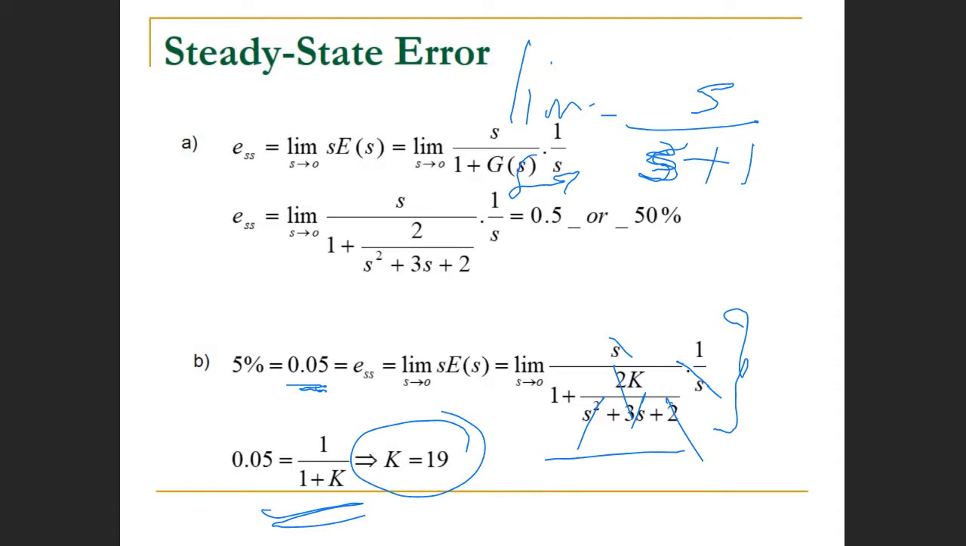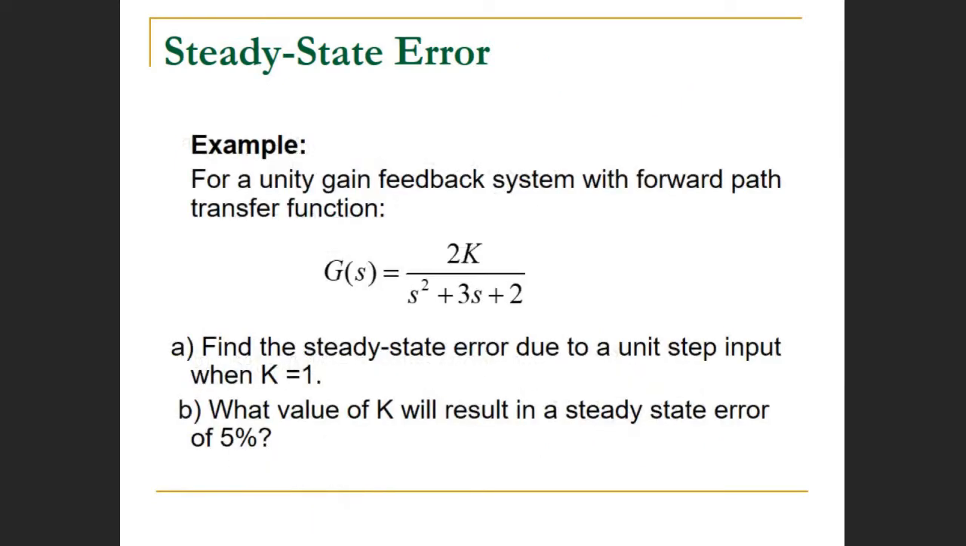All right, k is equal to 19. Let me see the time, 7:35. Let us write down this, and I'm going to see if I could drop this into MATLAB quickly. So the original function, let me go back here. I'm going to drop it into MATLAB and see what we can do. The original function is G(s) equals 2k over s squared plus 3s plus 2.